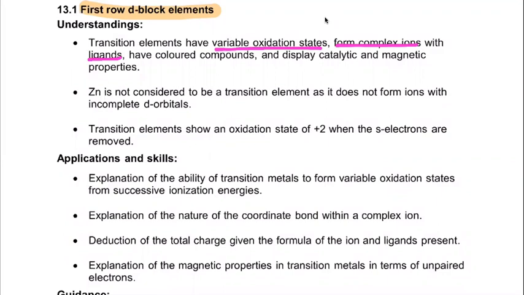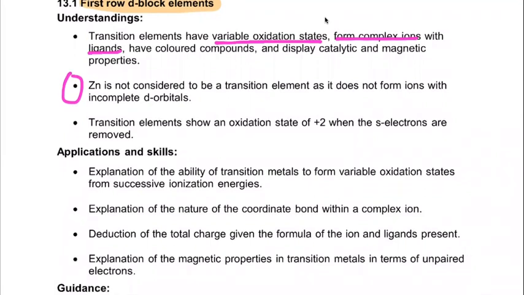The second bullet, we will cover today. We will talk about why zinc is technically not considered to be a transition element, even though it is in the third row D block. And we'll start talking about the oxidation states more next week, I believe. I think we touch on the beginning of it today, but we're not going to get into more detail about it until next week.